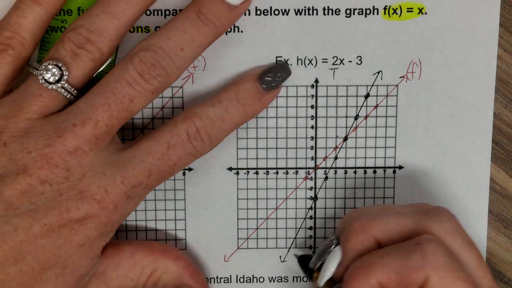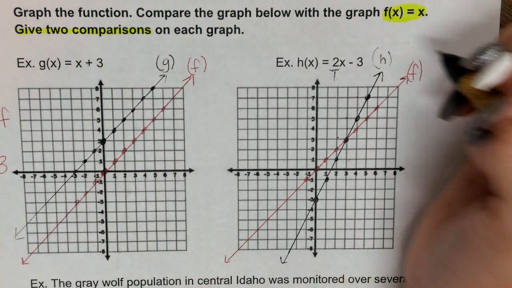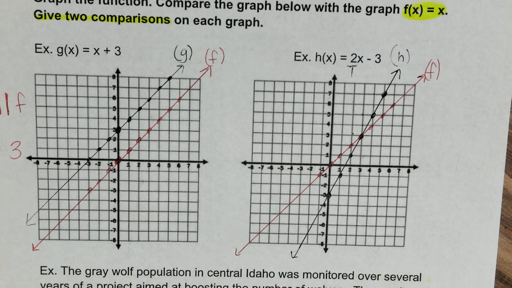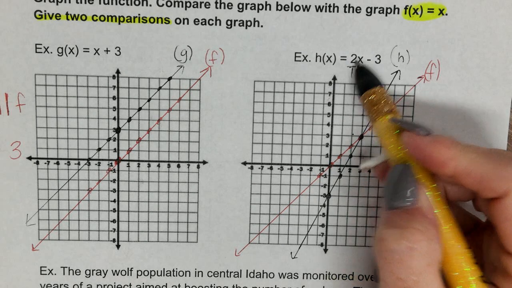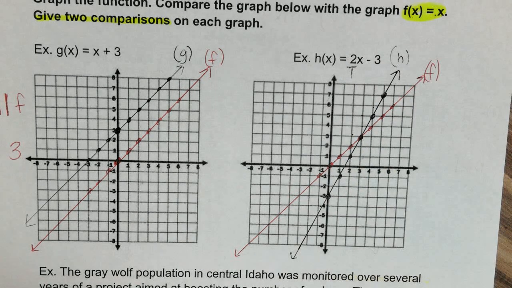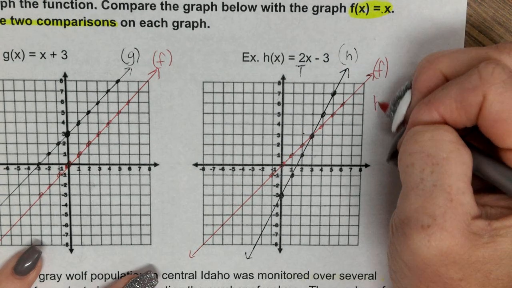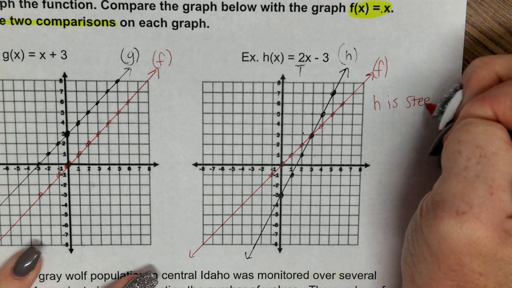I'm going to label this function h. And I now need to give 2 comparisons. Which slope is steeper? How do you know? Well, number 1, the picture, but number 2, 2 is bigger than 1. So h has a steeper slope. So that's my first comparison. H is steeper.